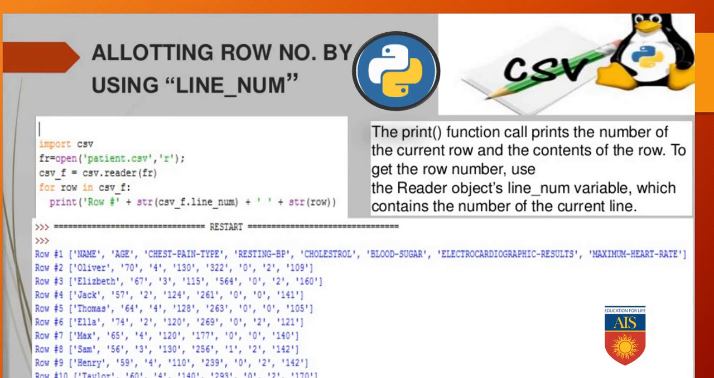Allotting row number by using line number. The print function will print the number of the current row and the contents of the row. To get the row number, use the reader object's line_num variable, which contains the number of the current line. Here is the command: import csv, fr = open('patient.csv'), csvf = csv.reader(fr), for row in csvf: print str(csvf.line_num) + str(row), and then we will get the actual output. Over here, by the use of this command, the user can allot a number to the row.